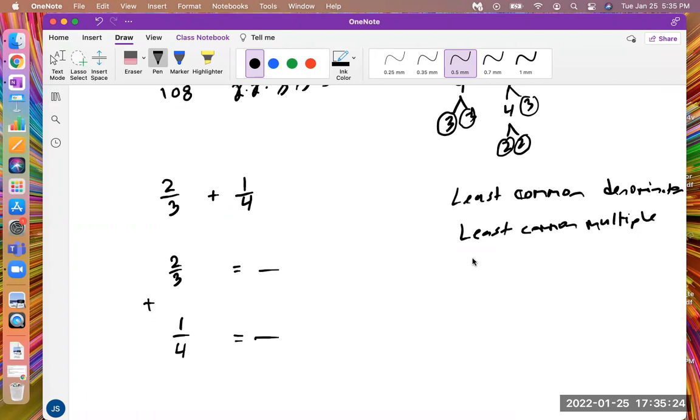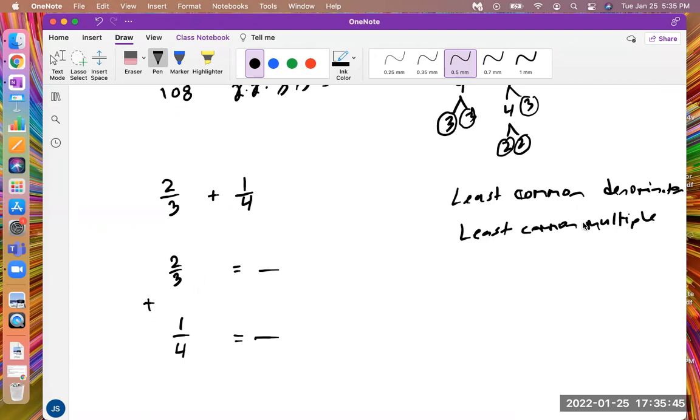Now, a multiple is a number that's larger than either denominator that is divisible by both the denominators. Both denominators divide into this number, and students get that a lot confused. And I think they're getting confused because of the word least.